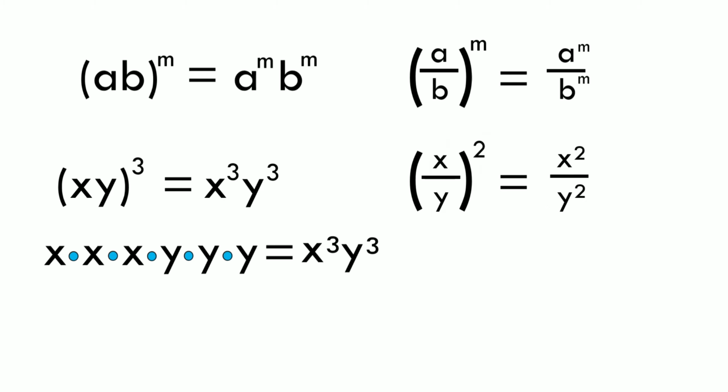To prove that it's true, then let's consider this. We have x over y raised to the power of 2, meaning that's just similar as x over y times x over y. Now x times x is just x raised to the power of 2, and y times y is just y raised to the power of 2. As you can see, the answer is the same.